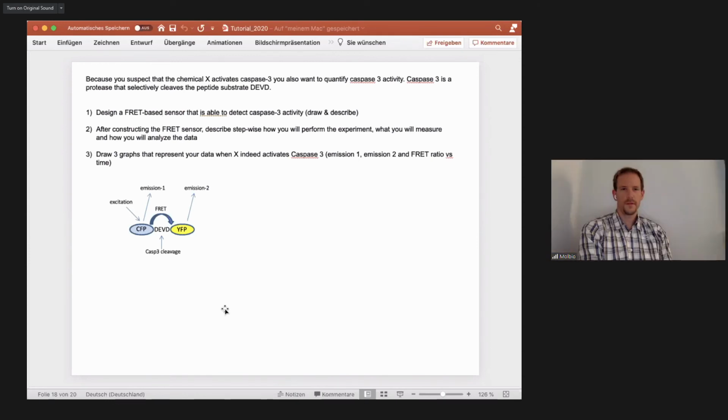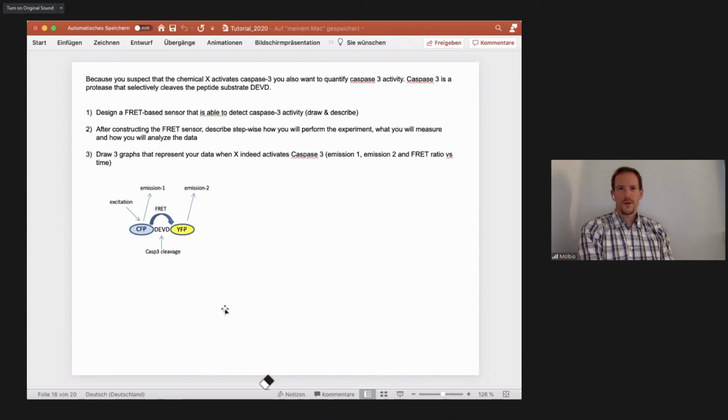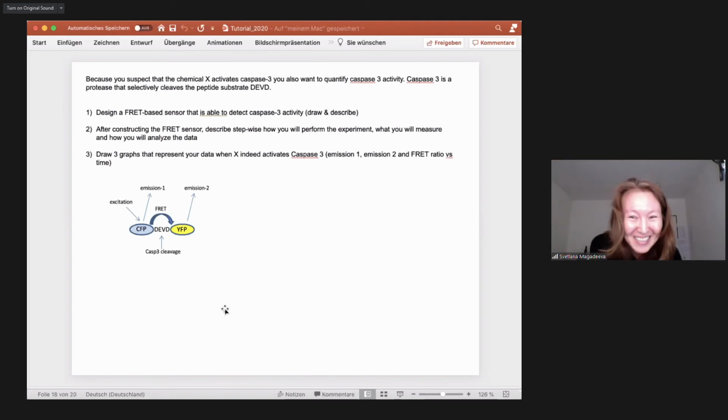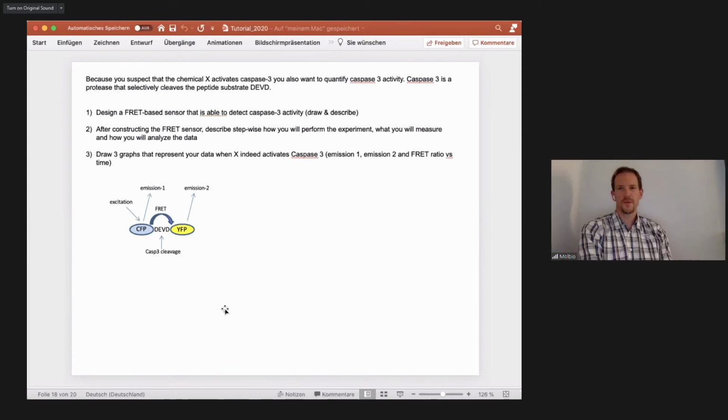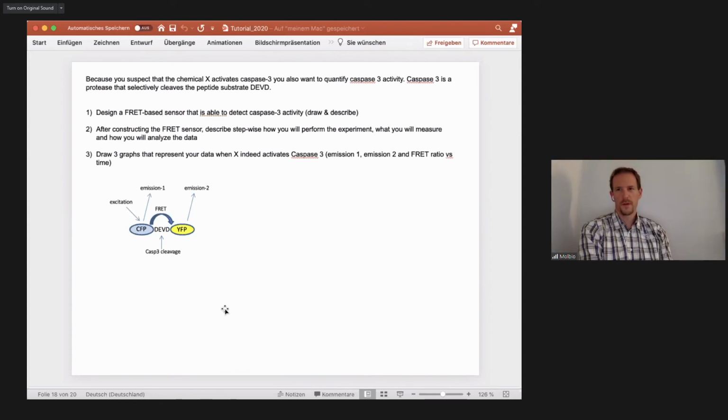No, but of DAPI, of FITC, of rhodamine, of... it's even written here. Versus time. Okay. So which one is the first fluorophore? CFP. Yes. So what's the second fluorophore? YFP.